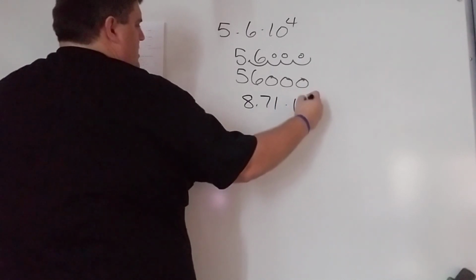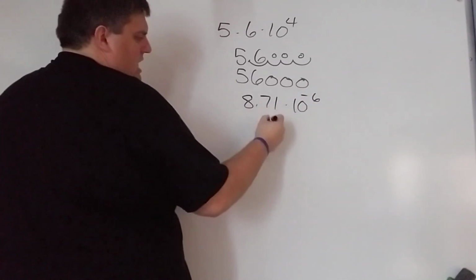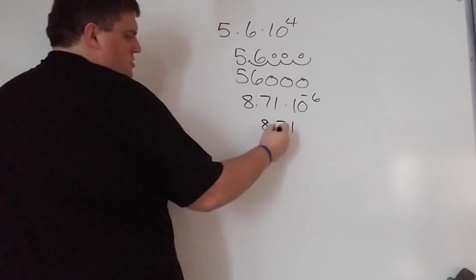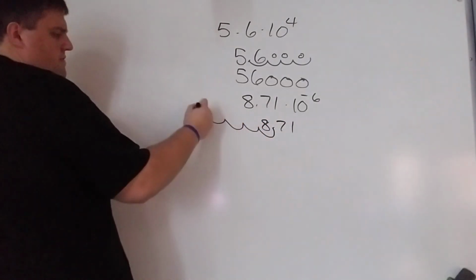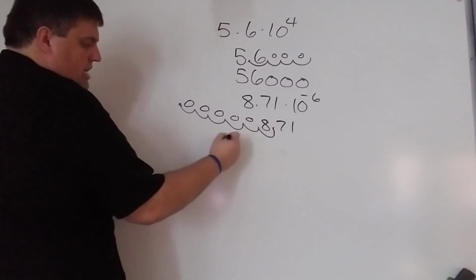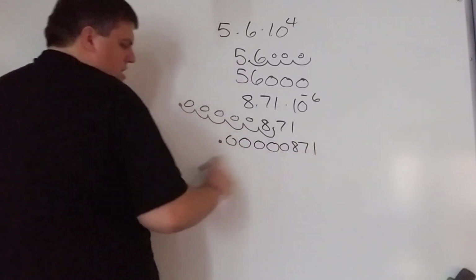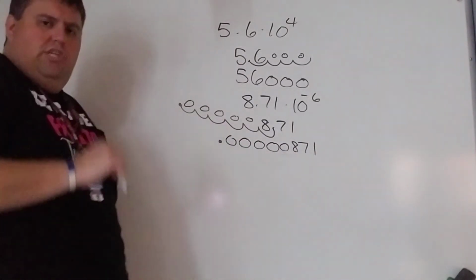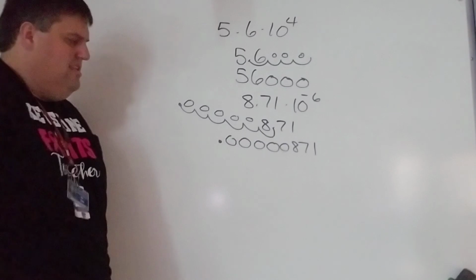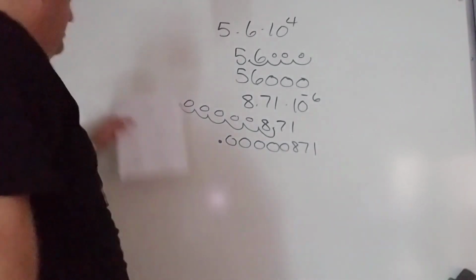8.71 times 10 to the negative 6th. Again, we got to move it 6 spaces, this time to the left. So 1, 2, 3, 4, 5, 6. All the empties are zeros. Rewrite it, don't leave it like that. Notice I put my decimal nice and bold so you can tell where it's at. So 0.00000871, that's your final answer.